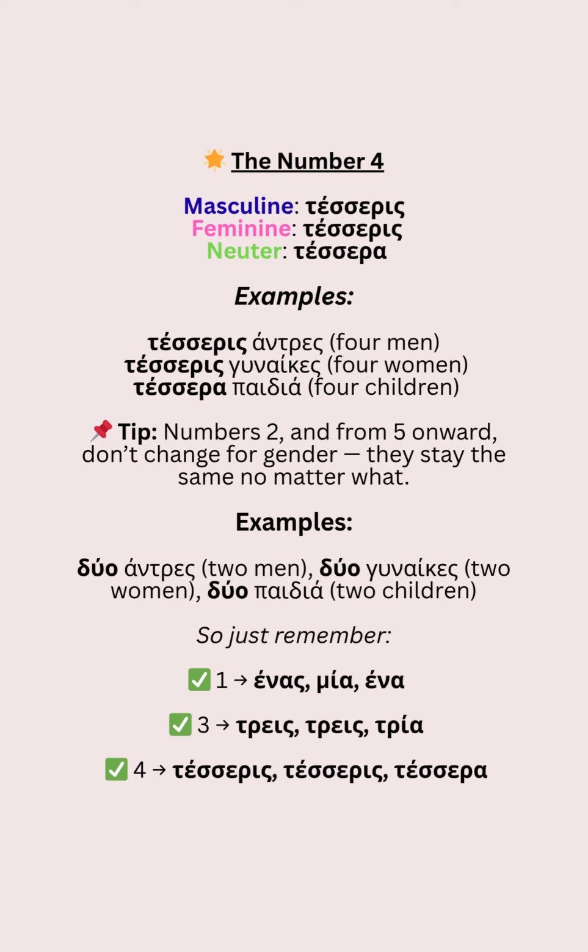Okay, so this is how it works. Here, for example, the 2 and the 5 don't change, so they remain the same. Δύο άντρες, that's like when you count. For example, ένα, δύο, τρία, τέσσερα, πέντε, έξι. So here, δύο is the same. You don't change it. Δύο άντρες, δύο γυναίκες, δύο παιδιά. But if it was four, remember the rule: τέσσερις άντρες, τέσσερις γυναίκες, τέσσερα παιδιά. So just remember, ένας, μία, ένα, τρεις, τρεις, τρία, τέσσερις, τέσσερις, τέσσερα.